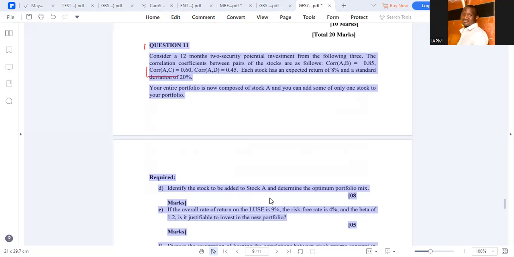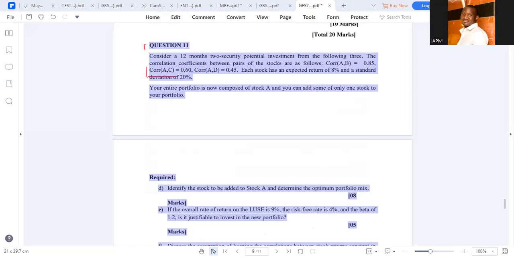So identify the stock added to stock A and determine the optimum portfolio mix. Then, the overall rate of return is 9%, risk-free rate 4%, and beta 1.2; is it justifiable in the new portfolio? Okay, let's start with part A. Identify the stock we add to A to determine the optimum portfolio mix.